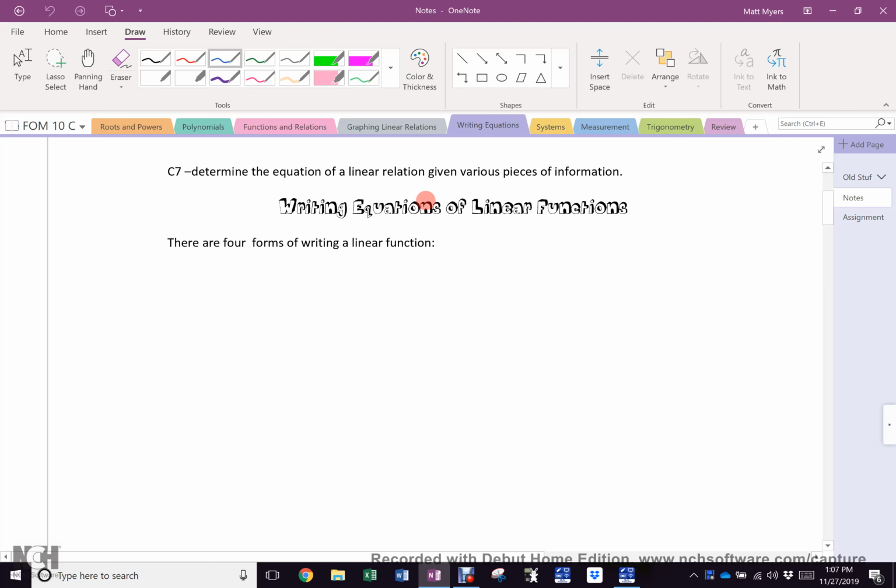Let's go. Four forms of writing a linear function. What are they? What are the four forms of writing a linear function? Give me one of them.